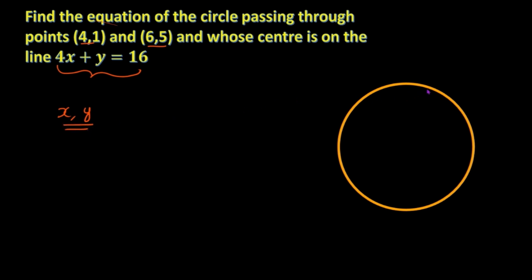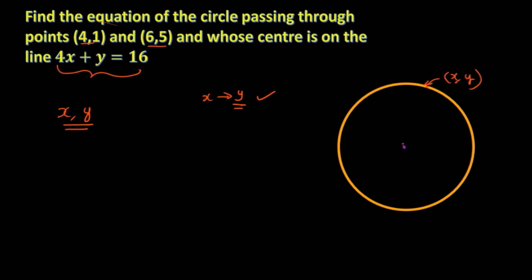So if you take any random point on the circle, that is x comma y. There is some relation between x and y. That relation, the equation, we need to find. Don't memorize any formulas. With a simple step, we can write this circle equation.